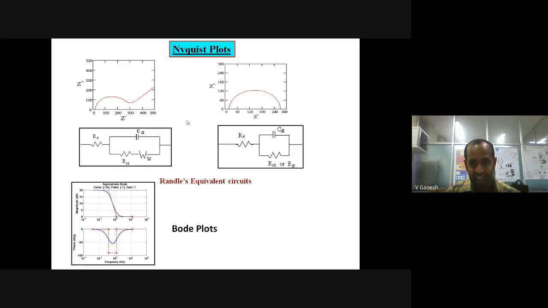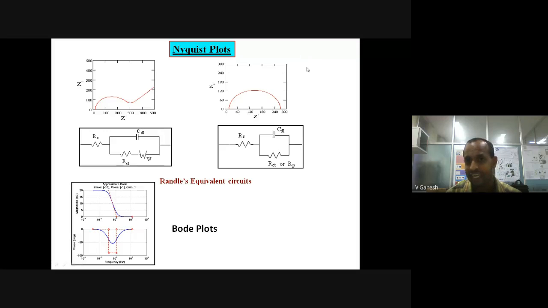Now, in the case of a Nyquist plot, you go from a high frequency measurement to a low frequency measurement. You start from megahertz or kilohertz and go to microhertz or millihertz. Suppose you observe in a Nyquist plot a small semicircle and a straight line. The formation of the semicircle indicates the process is controlled by charge transfer, a kinetically controlled process. And the formation of a straight line at low frequency indicates that the process is controlled by diffusion, a mass transfer controlled process.